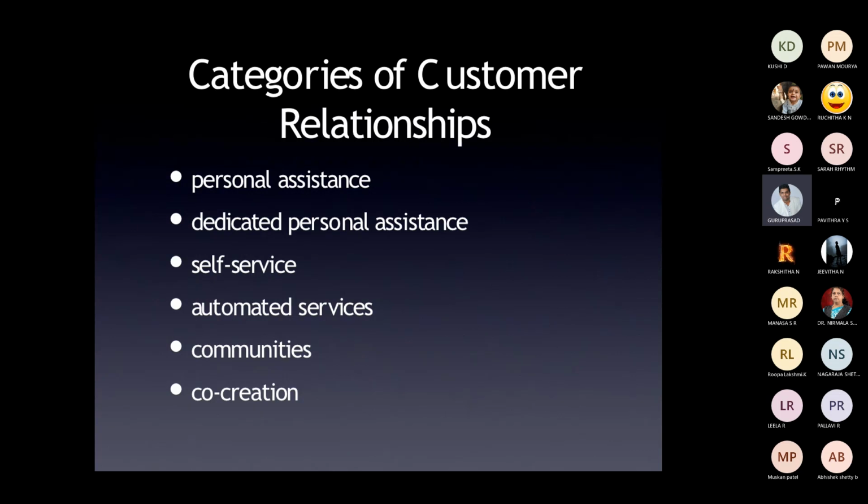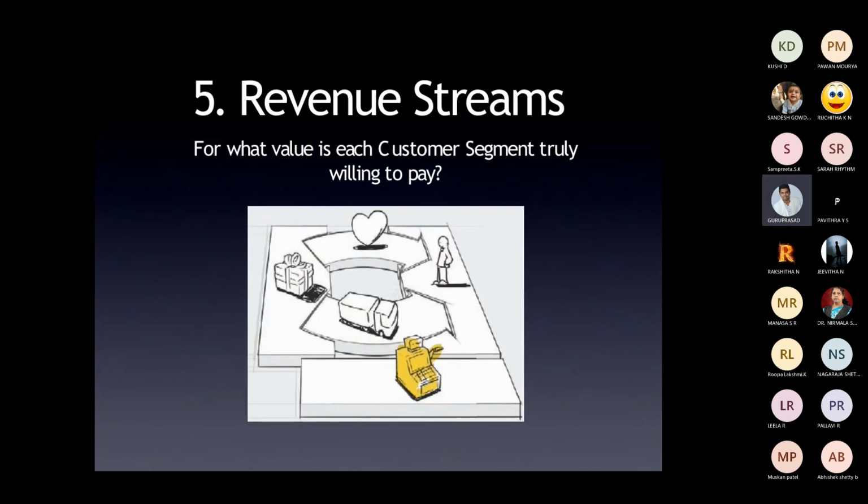So the next thing is revenue streams. Revenue streams is about what value each customer segment is truly willing to pay. Say for example, you are manufacturing one mobile phone, and you are pricing it at 1 lakh. You have segmented the actual customer segment, you have involved all the aspects of the customer segment, and you have created it, but is the customer willing to pay? Revenue streams plays a major role.